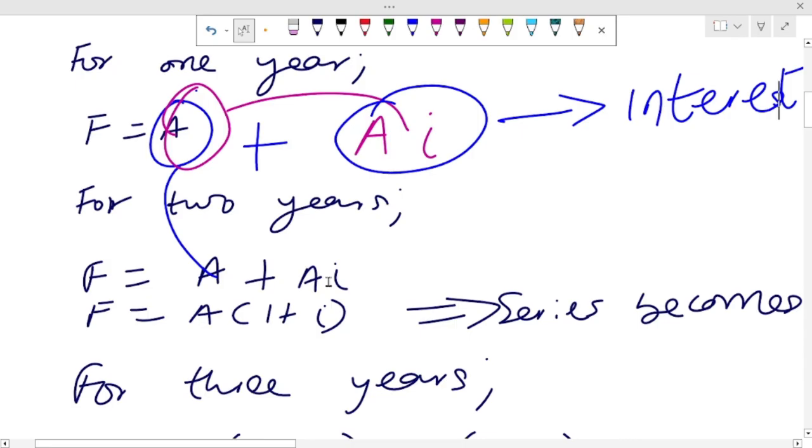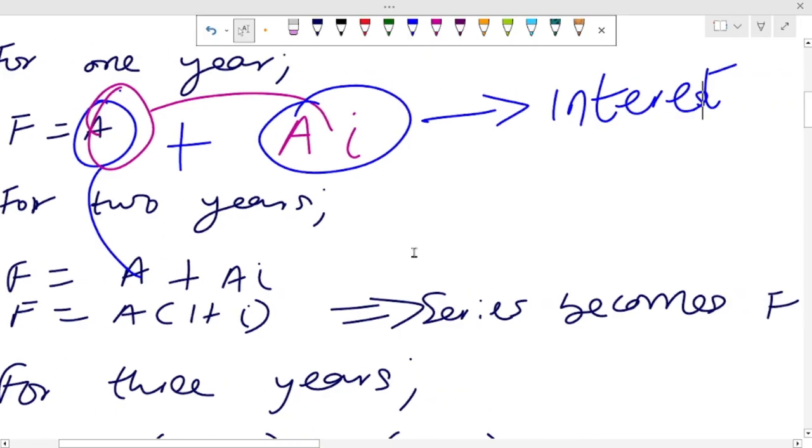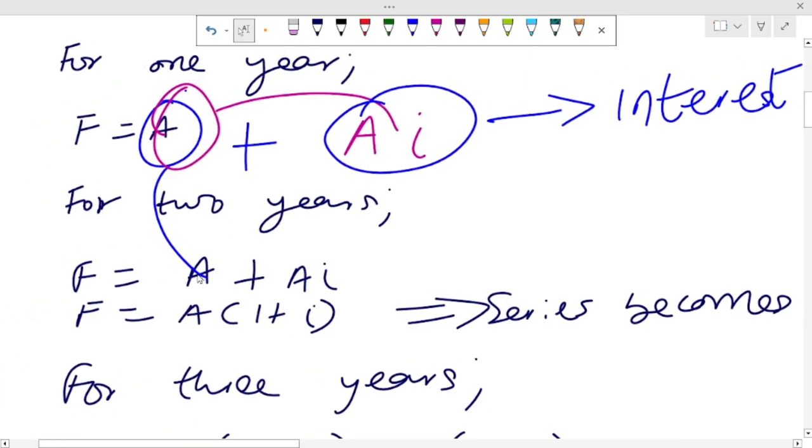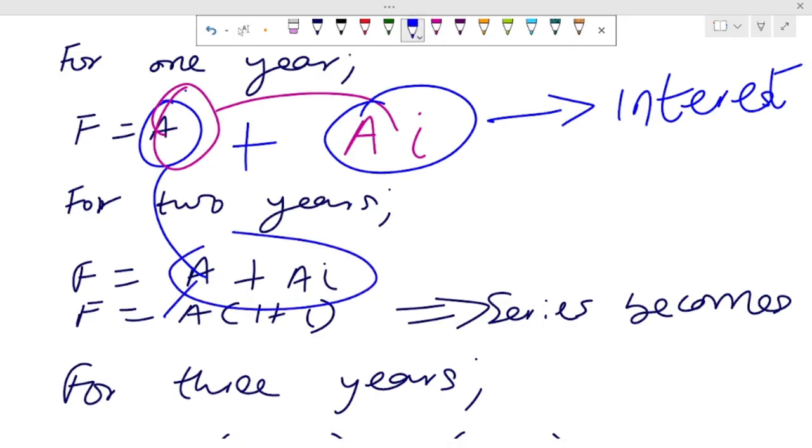Now, when you get that for the second year, the series will be the second year plus the first year. Of course, this part we just factor out A. Factor out A from this, you'll be left with 1. Factor out A, you'll be left with I. That's what we did there.